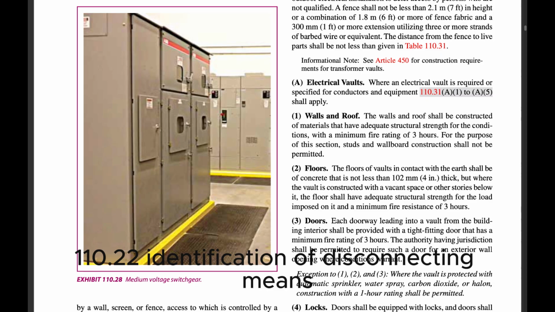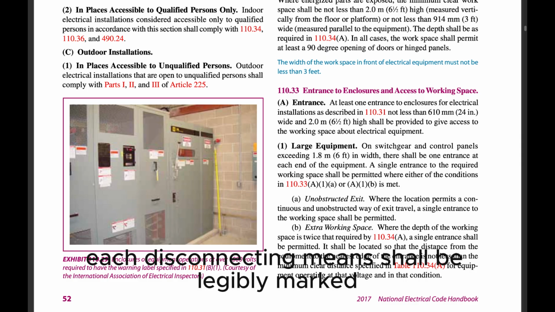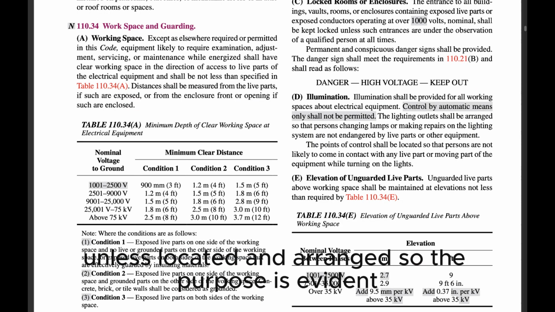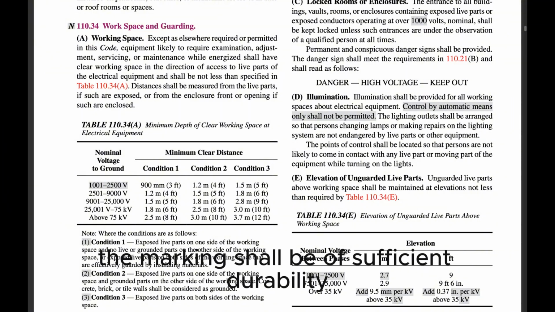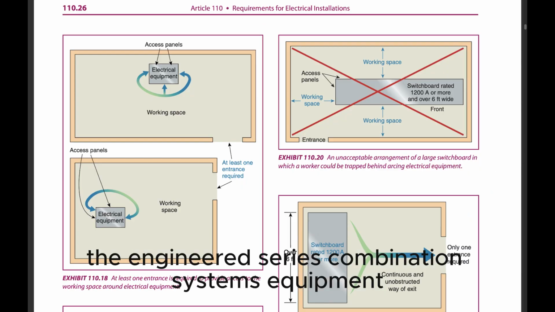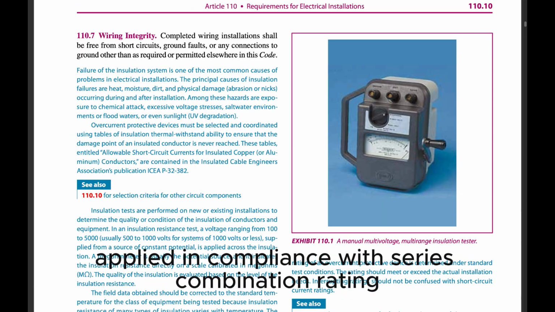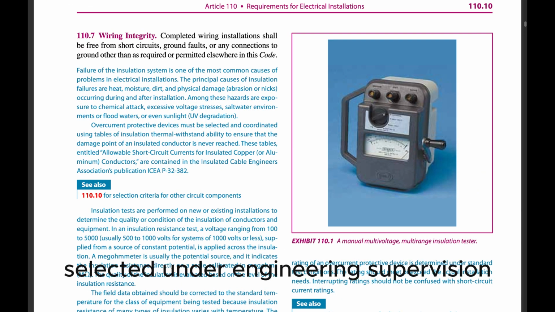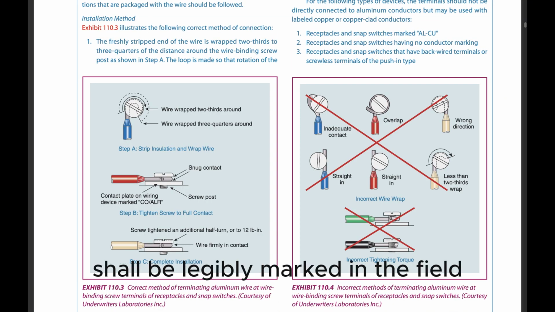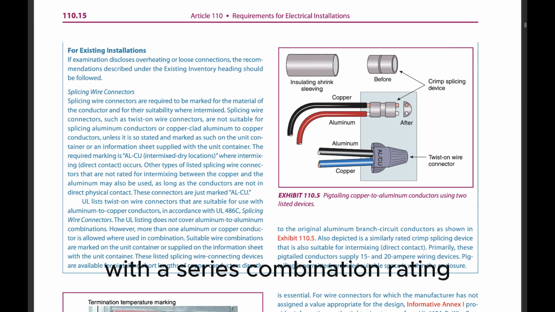110.22 Identification of disconnecting means. A. General. Each disconnecting means shall be legibly marked to indicate its purpose unless located and arranged so the purpose is evident. The marking shall be of sufficient durability to withstand the environment involved. B. Engineered series combination systems. Equipment enclosures for circuit breakers or fuses applied in compliance with series combination ratings selected under engineering supervision in accordance with 240.86(A) shall be legibly marked in the field as directed by the engineer to indicate the equipment has been applied with a series combination rating.